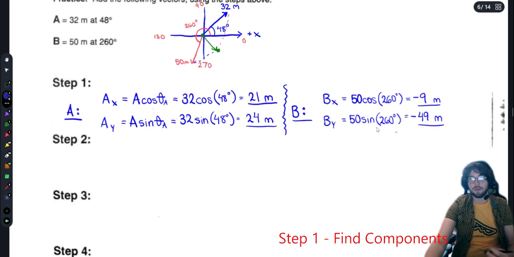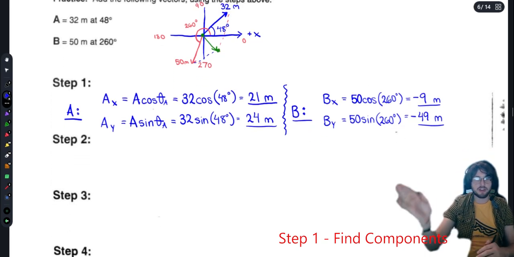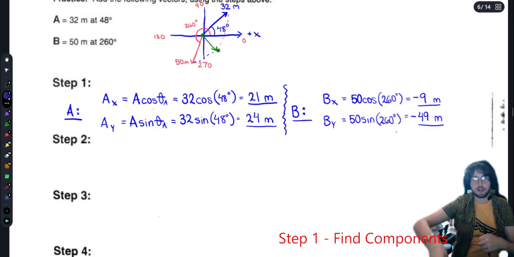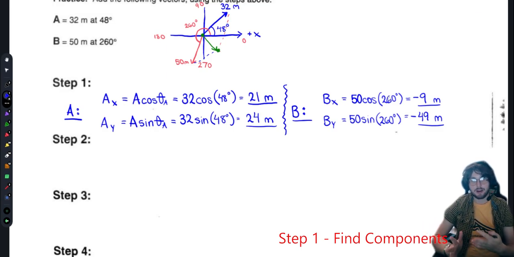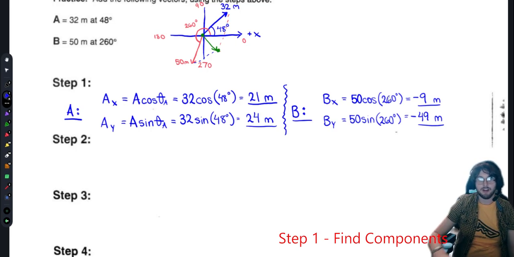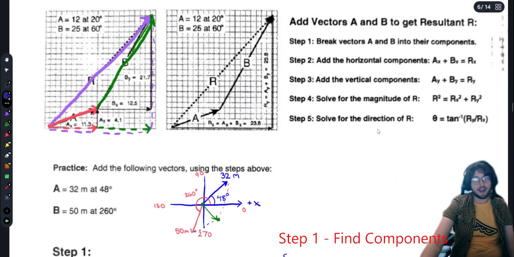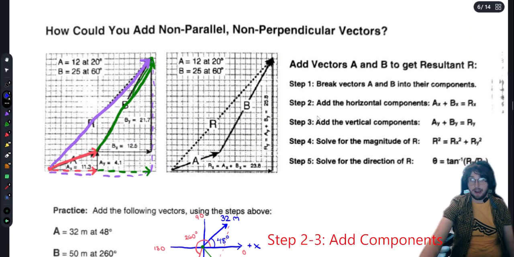So know that this is an advantage of sticking to the 0 through 360-degree angle system, which is that you typically don't have to worry about drawing a picture to make sure that your components are going in the right direction. Okay, so with that, we're going to move on to step 2. Yeah, right, that was all step 1. Step 2 and onwards get a lot faster, so the hard work is done.